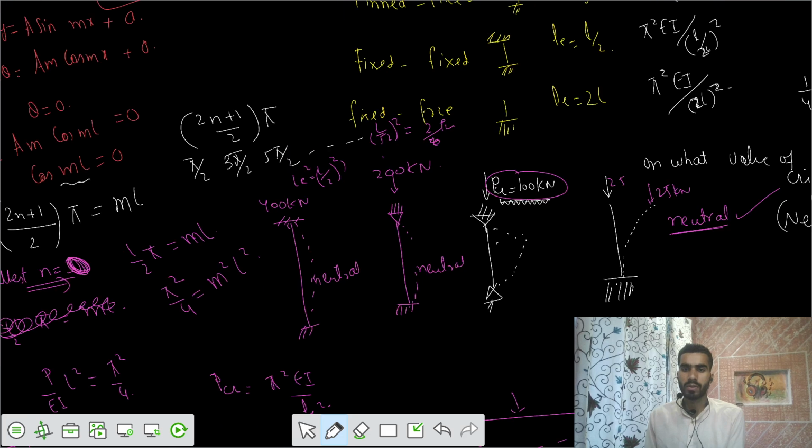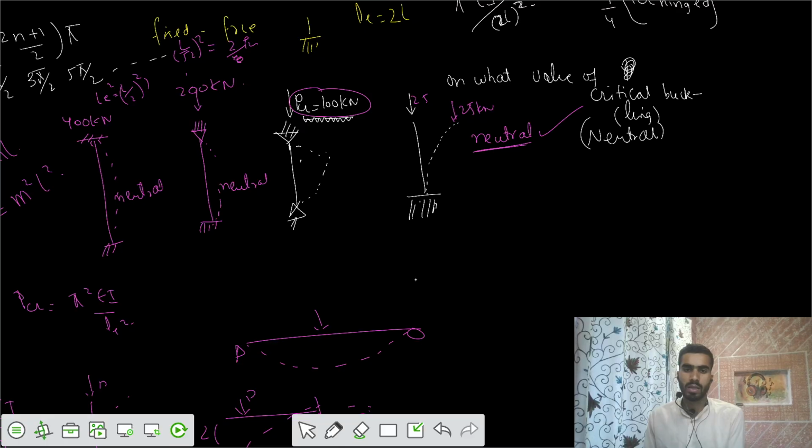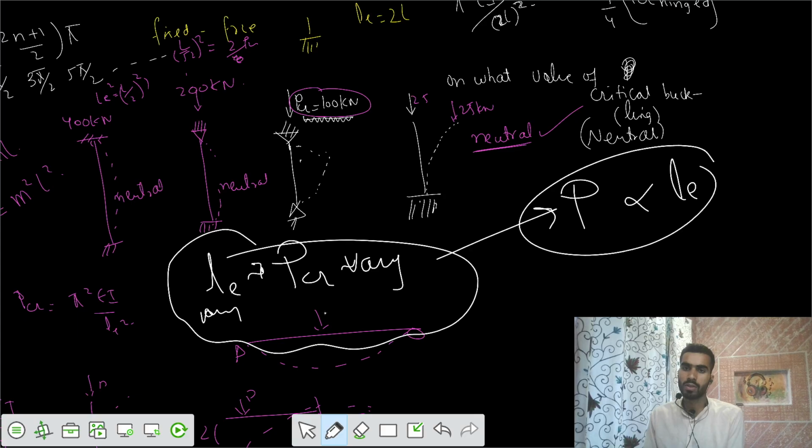So this is the definition of effective length. By varying the effective length, your critical load also varies. So this is the condition that load is a function of effective length.